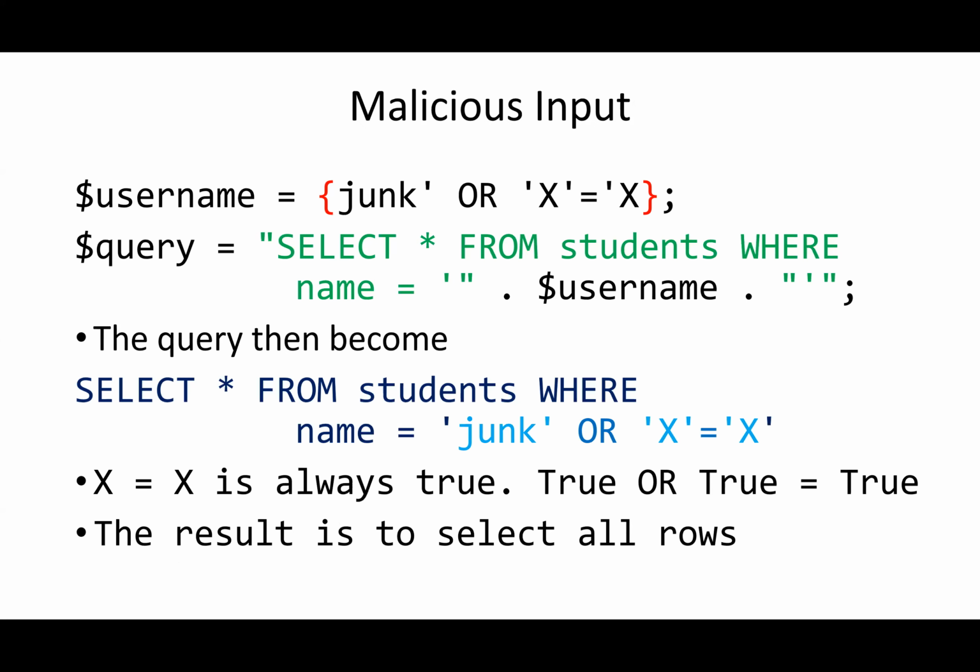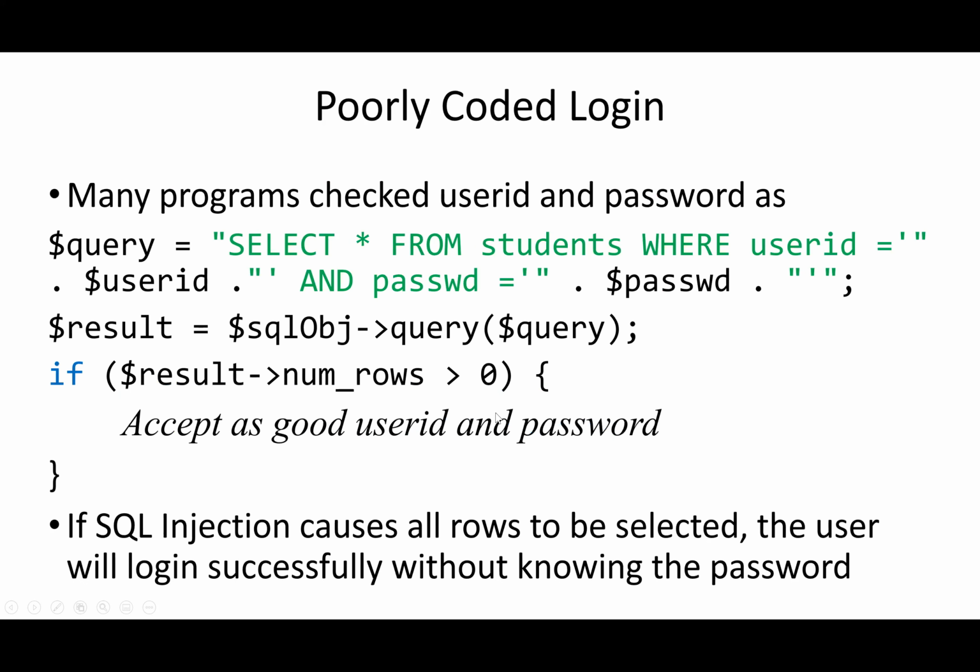But if you were to do the attack like this, where you're putting in something that's always true, you're going to always get all the rows, regardless of whatever name you put in, because the name doesn't matter. It's the X equals X is true, and true or whatever is always going to be true. So this is going to return all the rows, which I assume is more than nothing. So it's going to say, oh, good password, and away you go. You are logged in, even though you don't know anything about the user IDs and passwords.